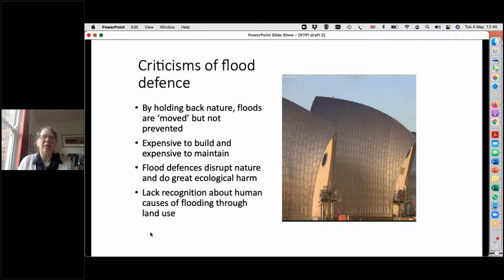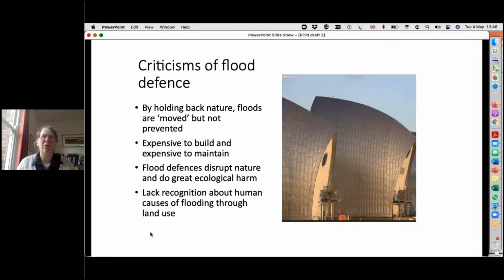There's also an issue that flood defences disrupt nature and do great ecological harm. So by stopping the natural flows of flooding floodplains and things like that, you're stopping nutrients entering the soil, and by canalising rivers, you're scouring the beds and meaning they don't have the quality of variety that would allow fish to spawn. So there's a real concern that we've killed off a lot of our aquatic life not necessarily just through the chemicals and contents we put in our rivers, but through the physical changes to them.